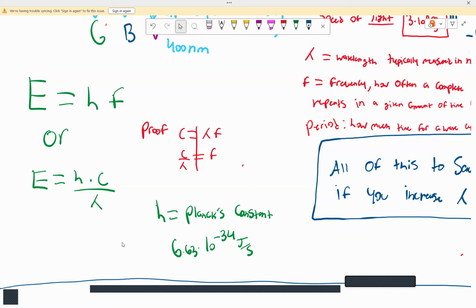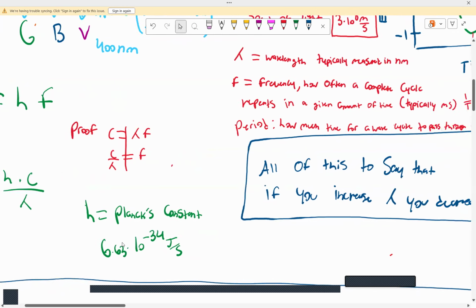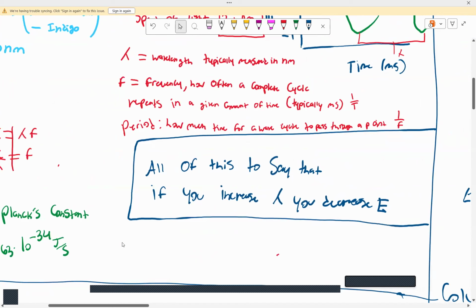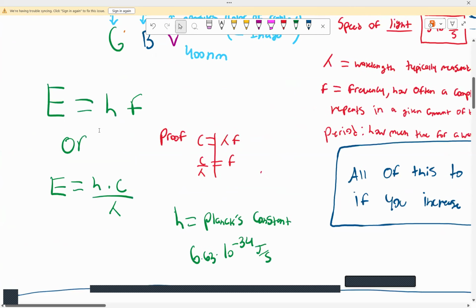Also, a watt. So joules, remember, whenever you're talking about energy, you're typically going to use joules. And then all of that to say, in a very complicated term, just a rule of thumb that you should remember is that the shorter the wavelength, the higher the energy, or if you increase lambda, you're going to decrease your overall energy. And these are the equations that prove that.